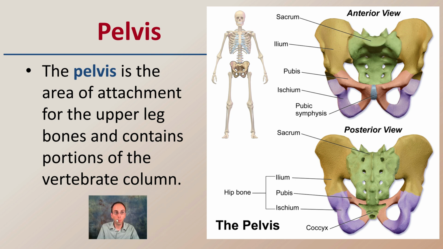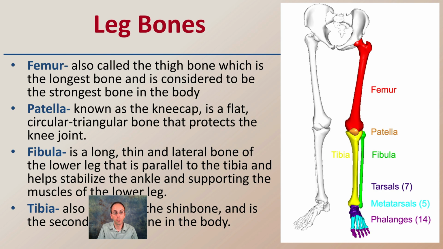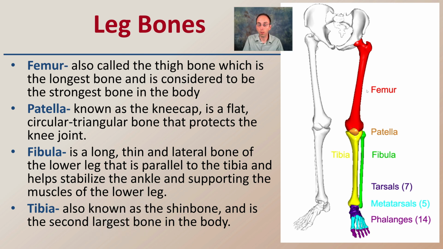Then we have the pelvis. This is the area of attachment of the upper leg bones and contains portions of the vertebral column, those fused portions down here. And we can see this is definitely an irregular bone, one of the strongest bones because it is the main point of attachment, and a lot of the weight and pressure is exerted in this area of the body. Then we get to our leg bones, and we have the femur here, the large one here.